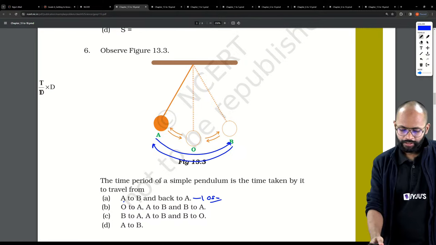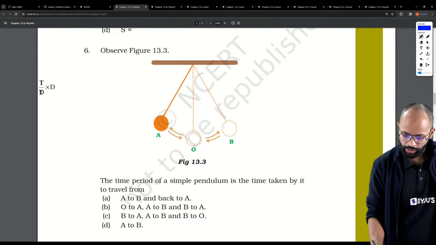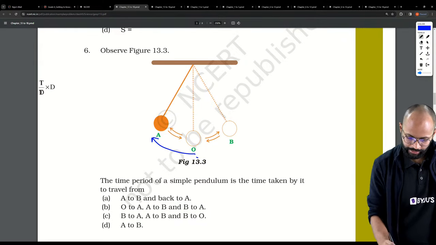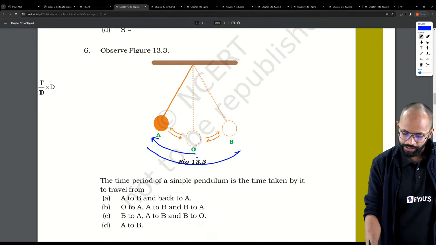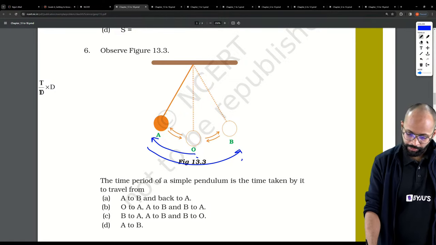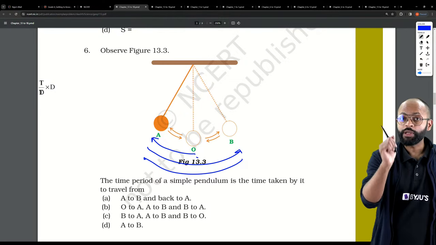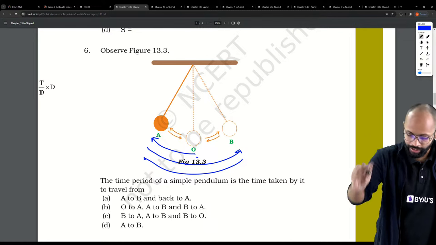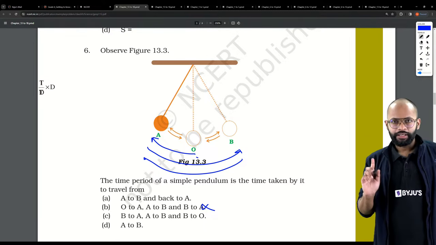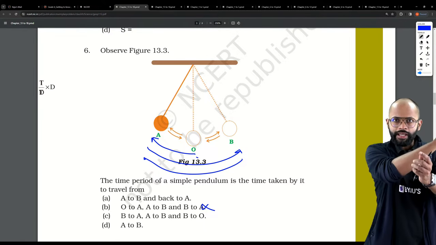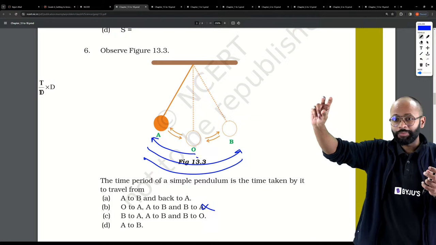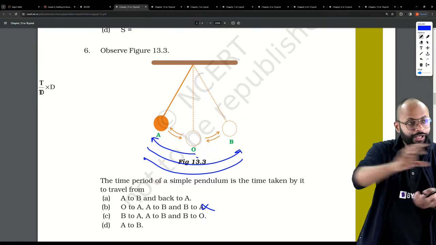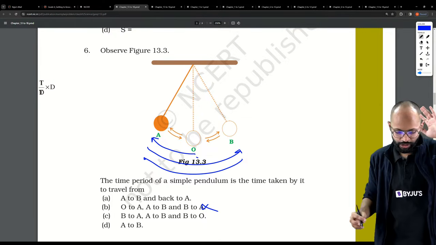Second, what does it say? Sir, O to A, then A to B and B to A. Now it should be B to O, not B to A. So this is wrong. Getting my point? O to A, A to B, B to O should be the right answer, not B to A. This is wrong. Okay, B is gone.